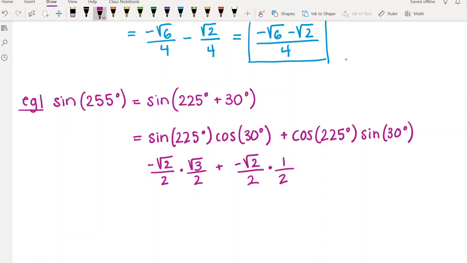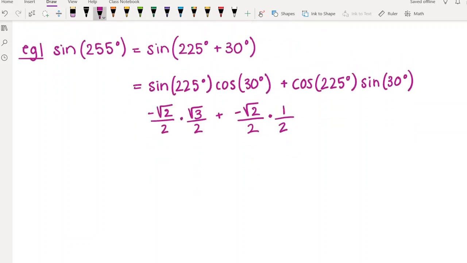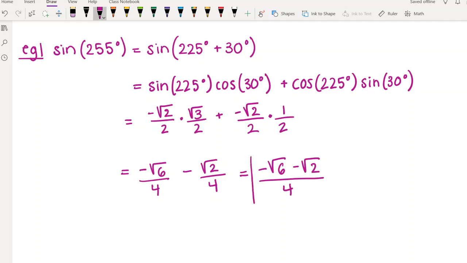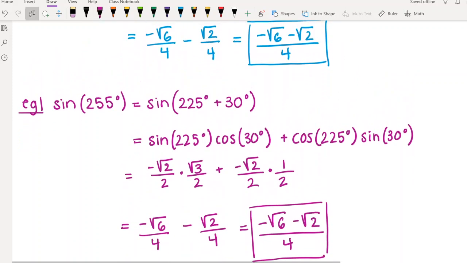So altogether, and again, my screen is not scrolling, there we go. Altogether, we get negative, and I didn't plan for this, but you might notice something interesting. So we get negative square root of 6 over 4 minus square root of 2 over 4. So altogether, that's negative square root of 6 minus square root of 2, over 4. You might notice that that's the same as what we got in the previous question. That's okay, right? There can be multiple angles that have the same sine or cosine value.